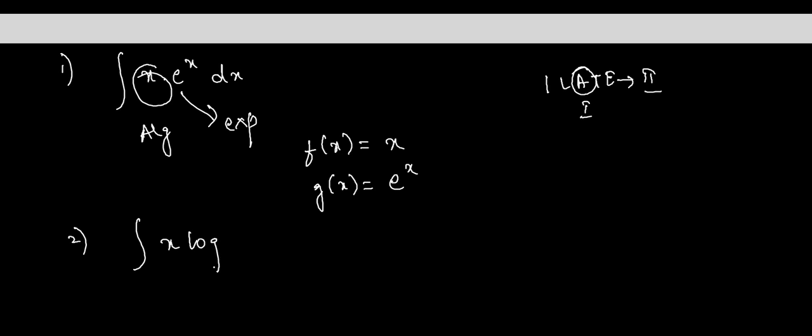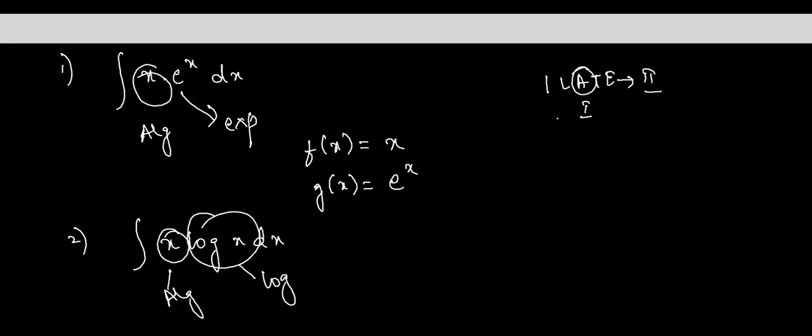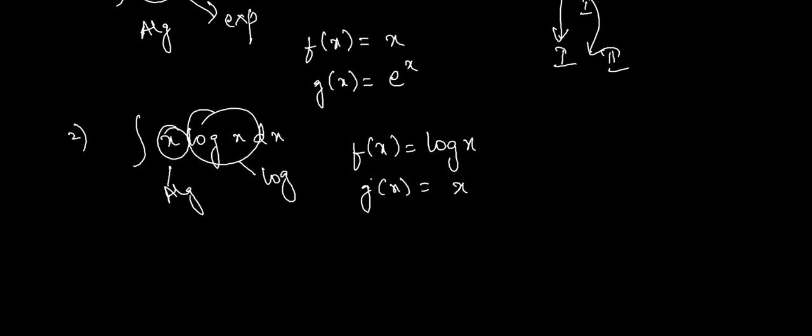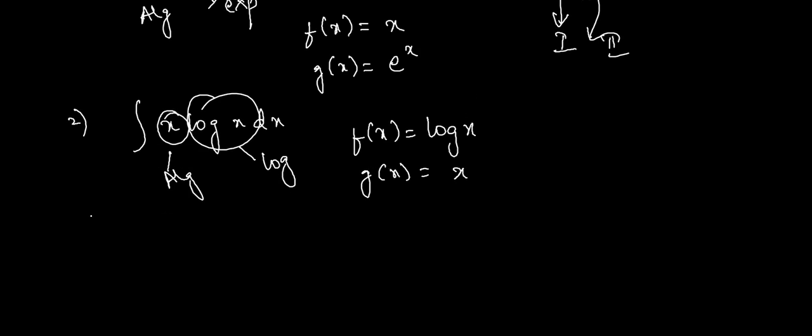Consider another example: x into log x into dx. Here x is an algebraic function and log x is my log function. According to the ILATE rule, log comes first and then comes algebra. So in this case, f of x is log x and g of x is x. So this ILATE rule makes it very easy to decide which function we take as f of x and which function we take as g of x.